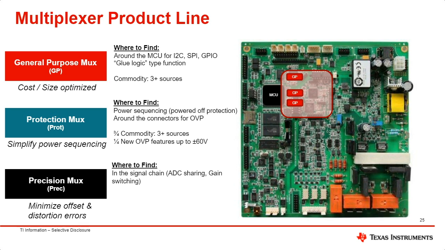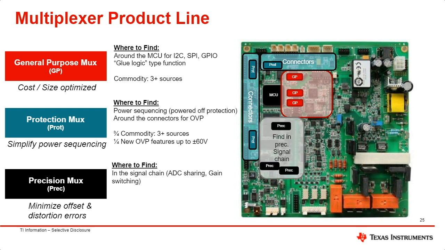Protection muxes have all these protection features we talked about earlier to protect all the downstream components of your system. So they're probably going to be on the edge of the system, on the connectors. And lastly, our precision muxes are going to minimize offset and distortion errors. They're probably going to be around the middle area, around the ADC and the gain switch. So that's usually where you find all these three different lines in your system.